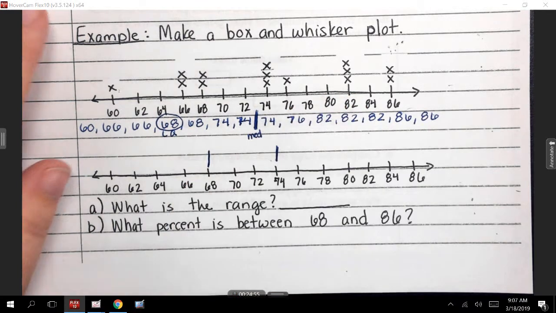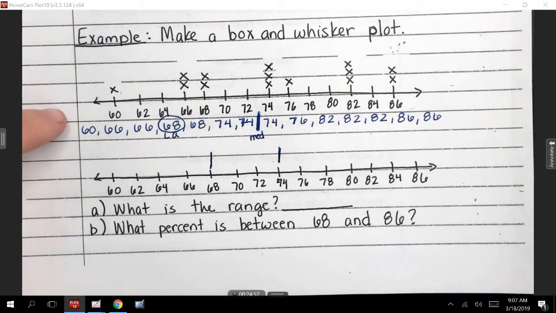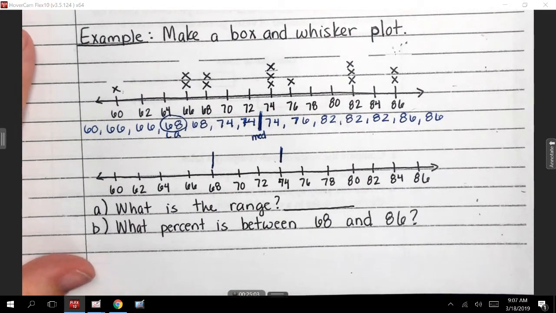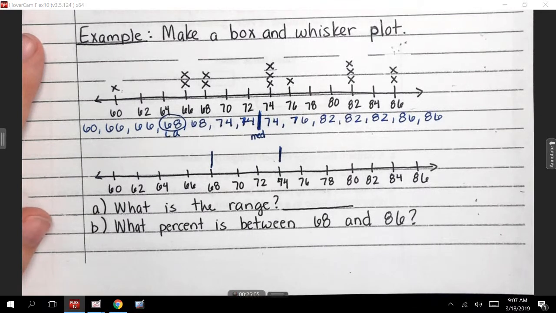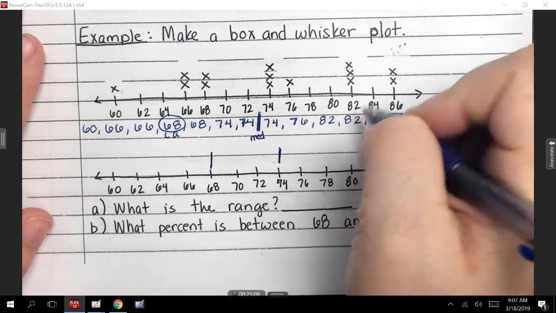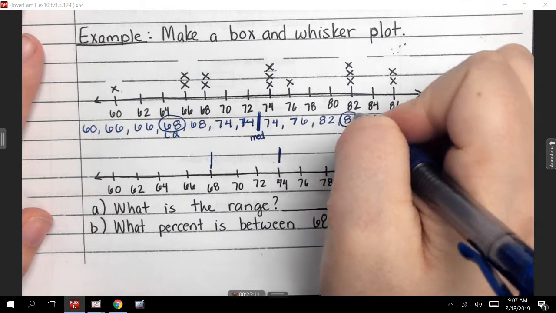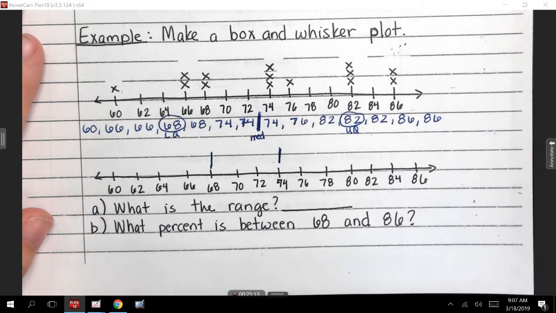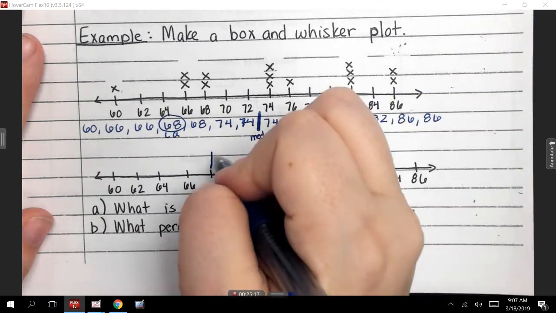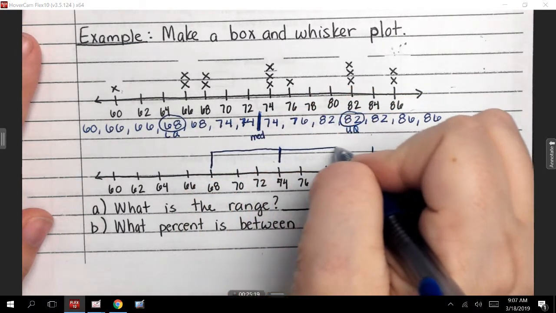Now, guys, remember, am I drawing my line on my number line or with the numbers I listed? On the number line. It has to be on the number line. All right. What else do I need for my box? Alexandra? And what's that going to be? 82. That second 82. UQ. Okay. Now I'm going to draw a line. So now I should have my box.